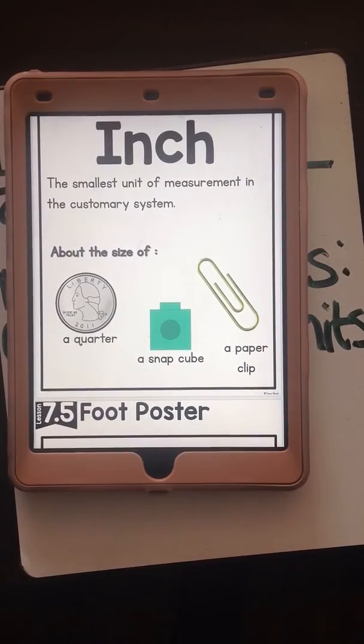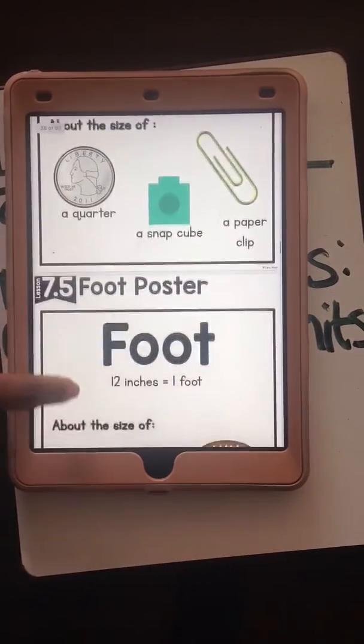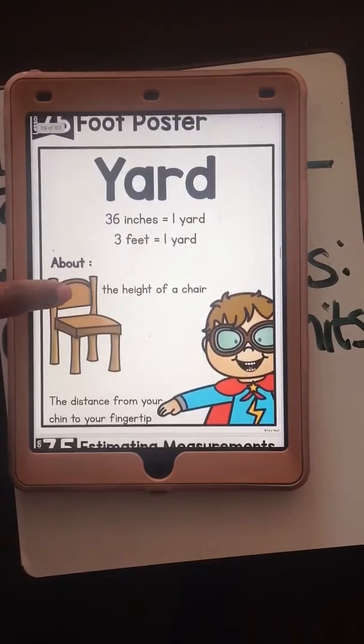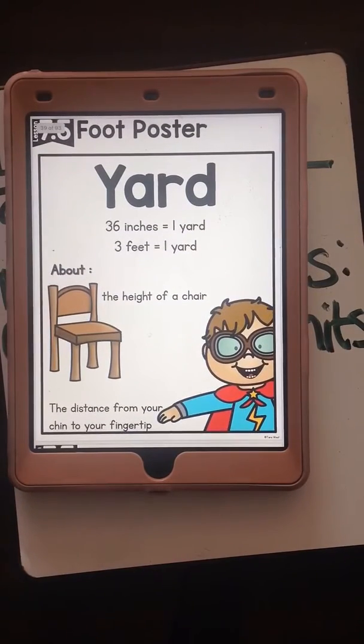Now I want you to think about an anchor chart. We have anchor charts hanging all over the walls in our classroom. Do you think you would use the inch, the foot, or the yard to measure an anchor chart? Think about it. What would be the quickest way to measure it?